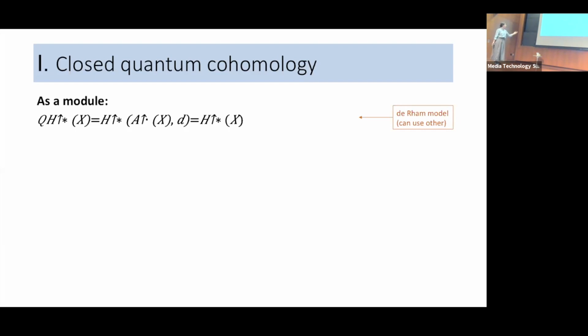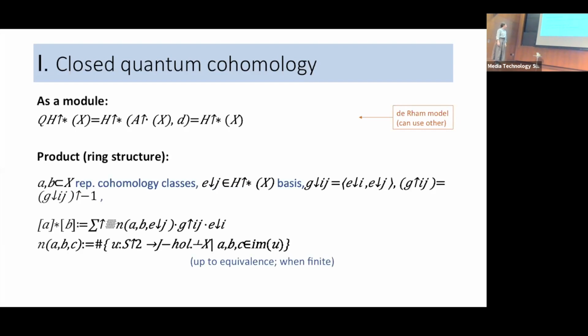What makes it quantum is the ring structure, so the product. Okay, the product. So how do we write down the product? We take two classes and we can decompose the product by a basis.